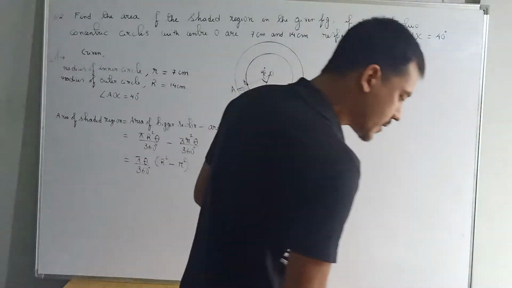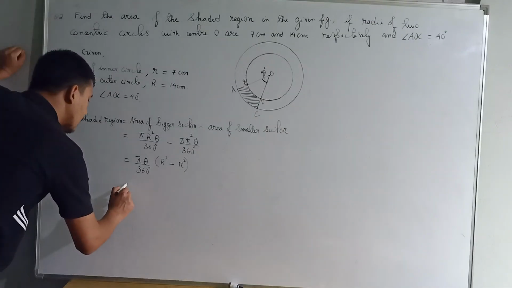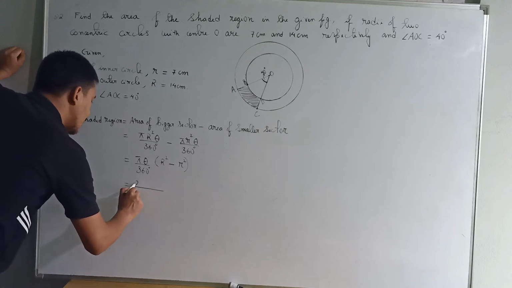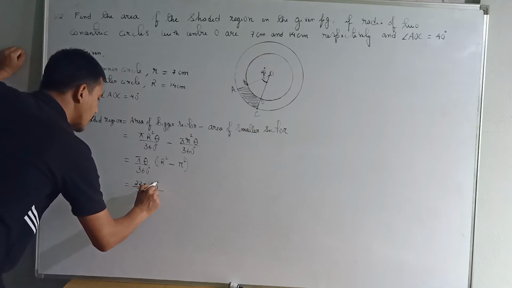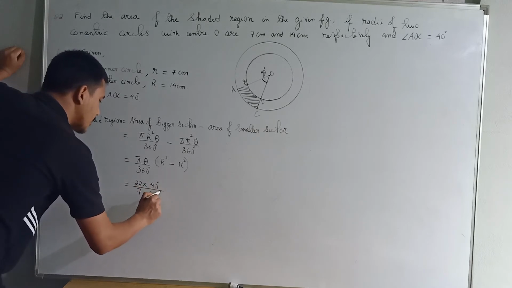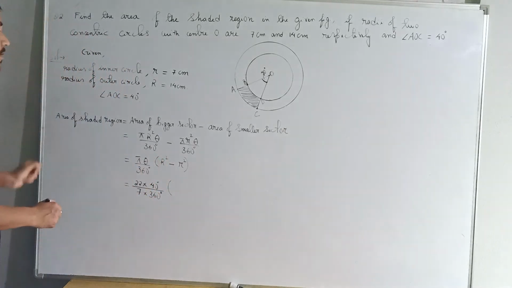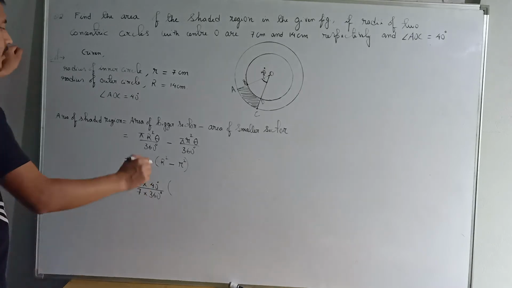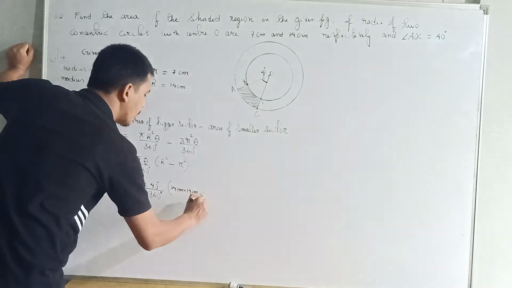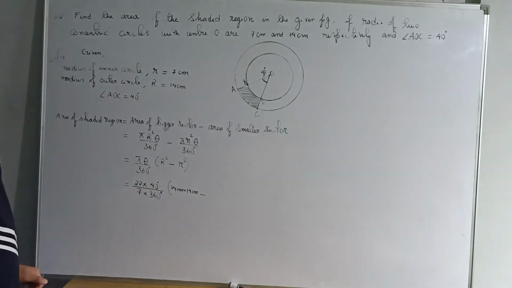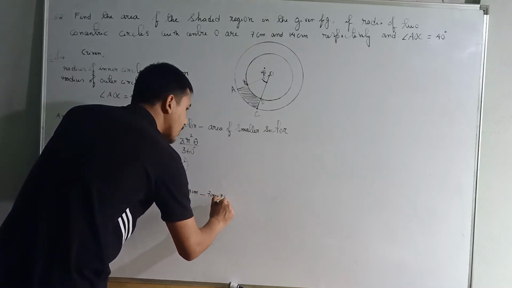We can use pi as 22 upon 7 because nothing is specified over there. So pi means 22 upon 7. Theta is 40 degree divided by 360 degree. Capital R square means capital R times capital R, so 14 centimeter into 14 centimeter, minus small r square, which means small r times small r. Small r is 7 centimeter, so 7 centimeter times 7 centimeter.